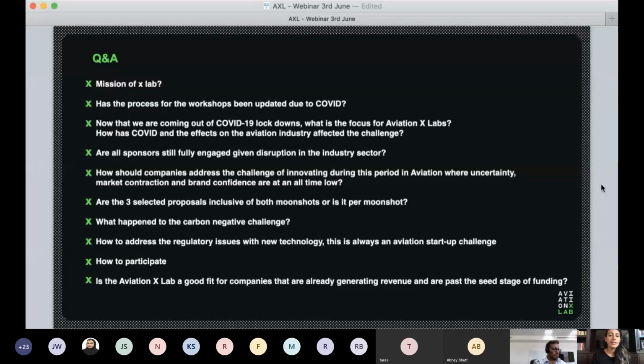All right, and the last question is, is the Aviation X Lab a good fit for companies that are already generating revenue and past the seed stage of funding? This is very interesting, because we get this question quite a lot, as well as, is it the right fit if I just have an idea? And yes to both scenarios. The reason being is, we always say we want to co-create a lot of different ideas and a lot of different solutions. So if you are at a mature stage, of course, the Aviation X Lab is still a place to explore that idea further, and how you get to scale your potential solution, and how you get to really increase its impact. And on the other end, if it's just an idea, or if it's just on white paper, it's still a fantastic platform to develop your idea and grow it into a solution. So yes to both scenarios.